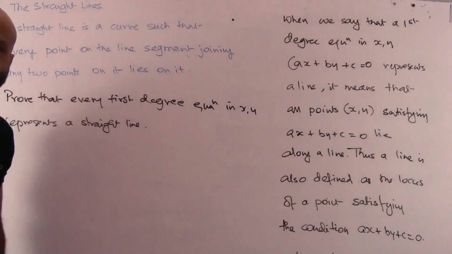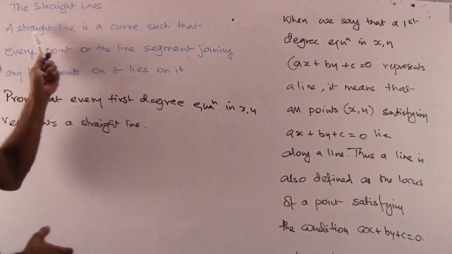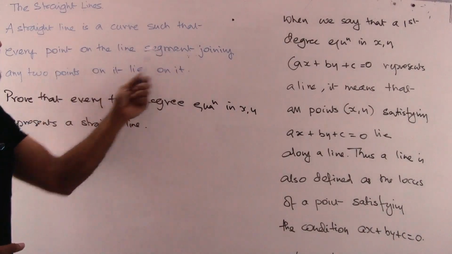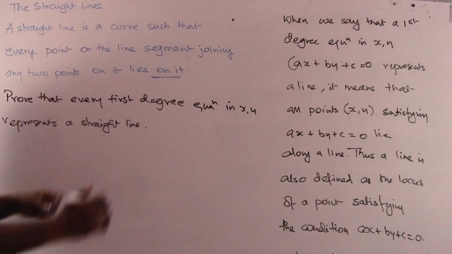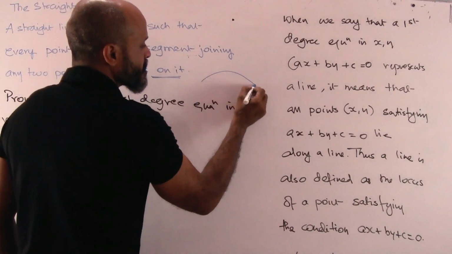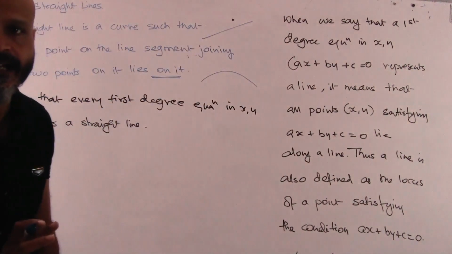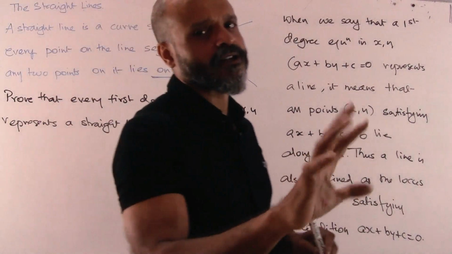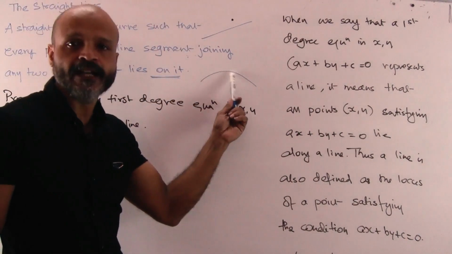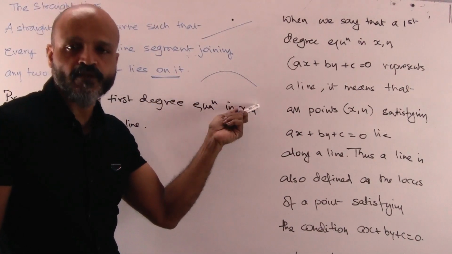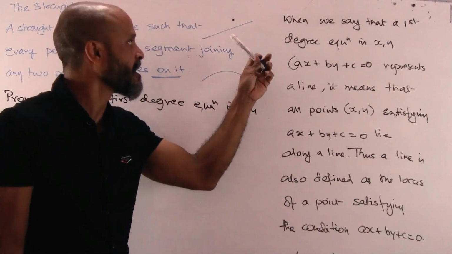Now, what do we actually mean by straight lines in mathematics? Straight line, as the name itself suggests, means a line. A straight line is a curve such that every point on the line segment joining any 2 points on it lies on it. So a straight line basically is a curve. A curve doesn't always necessarily mean a bent shape. Whatever can be plotted in the x, y or z axis is basically a curve. It doesn't always mean that a curve has to be in a parabolic form or a projectile form. Anything which is feasible to be plotted in the xy plane is known as a curve.